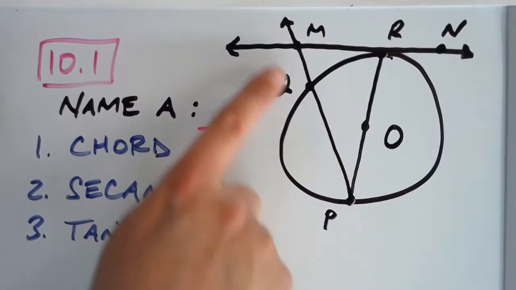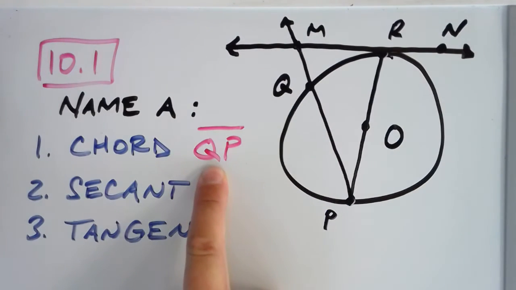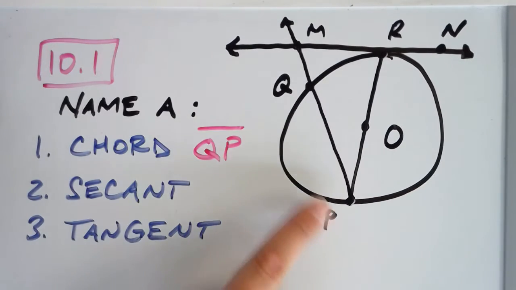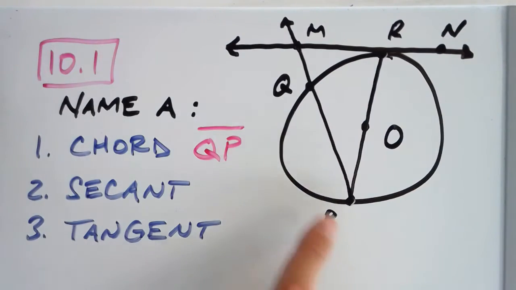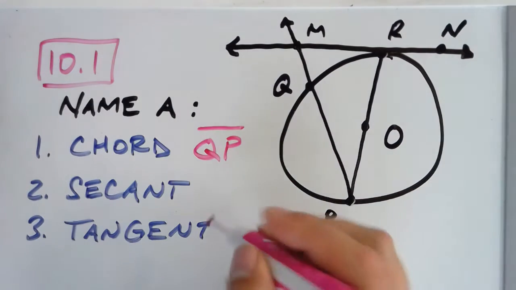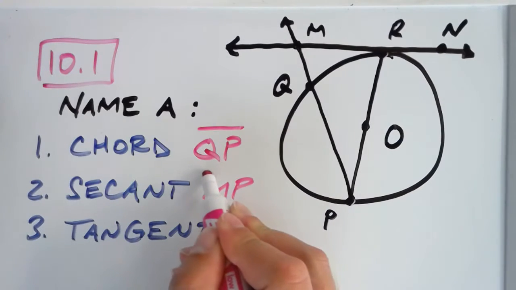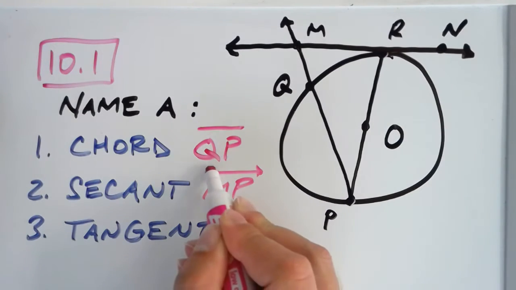Let's go ahead and go with this one. I could use the actual same letters if I wanted to, go QP and just change it to a line notation as opposed to a segment notation. Or I could use MP or PM. I'll use MP here. Again, there will be options as long as you're identifying something that passes through the circle, and I'll use a line here.